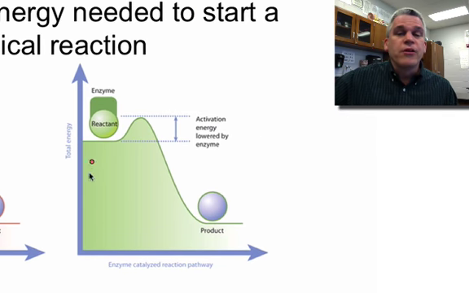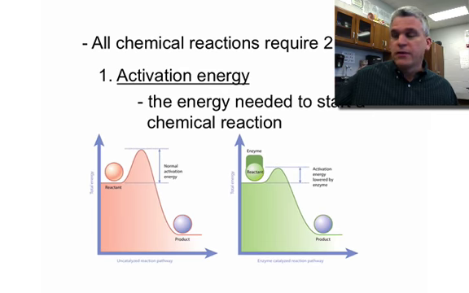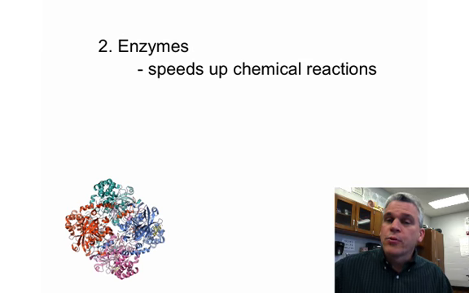If I use an enzyme, well, look at the size of the hill that I have to get that over. It's a lot smaller. And so the use of an enzyme really helps me to get more reactions going in a shorter amount of time. Enzymes, we could say, speed up chemical reactions then.